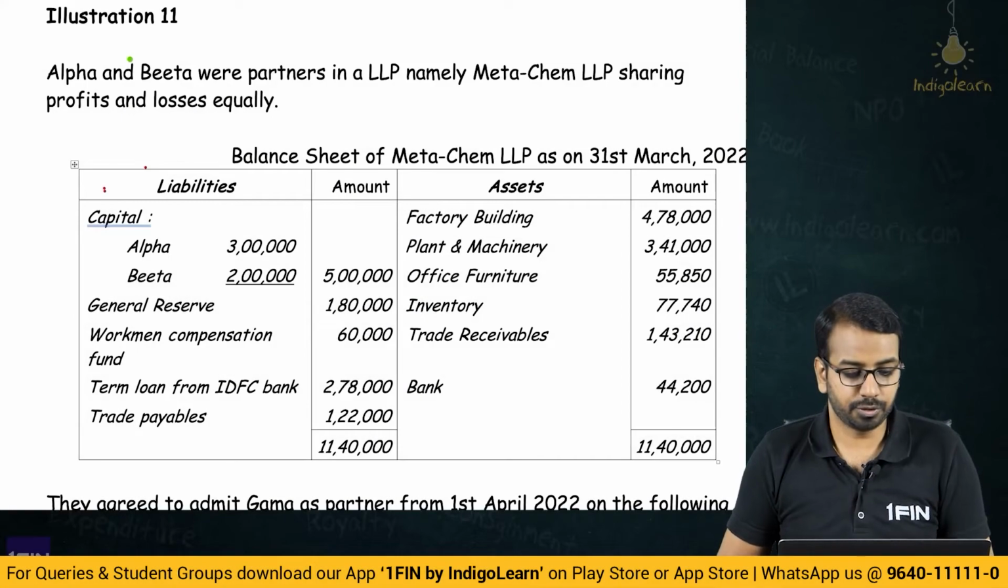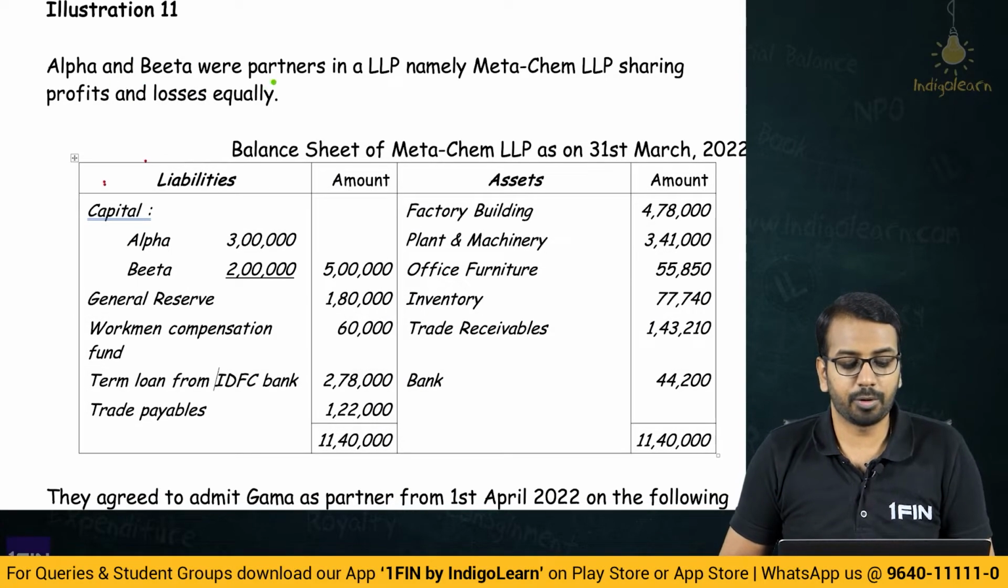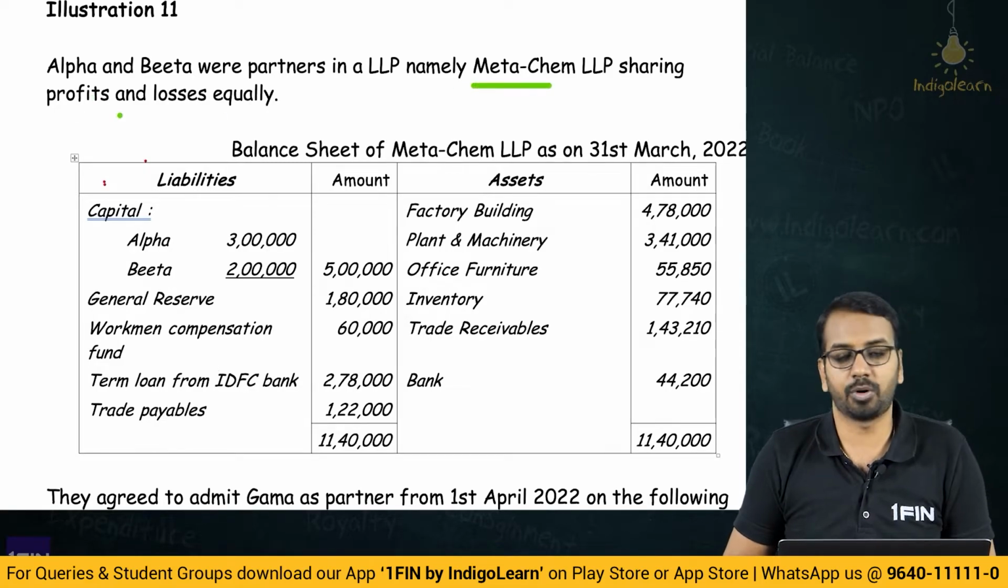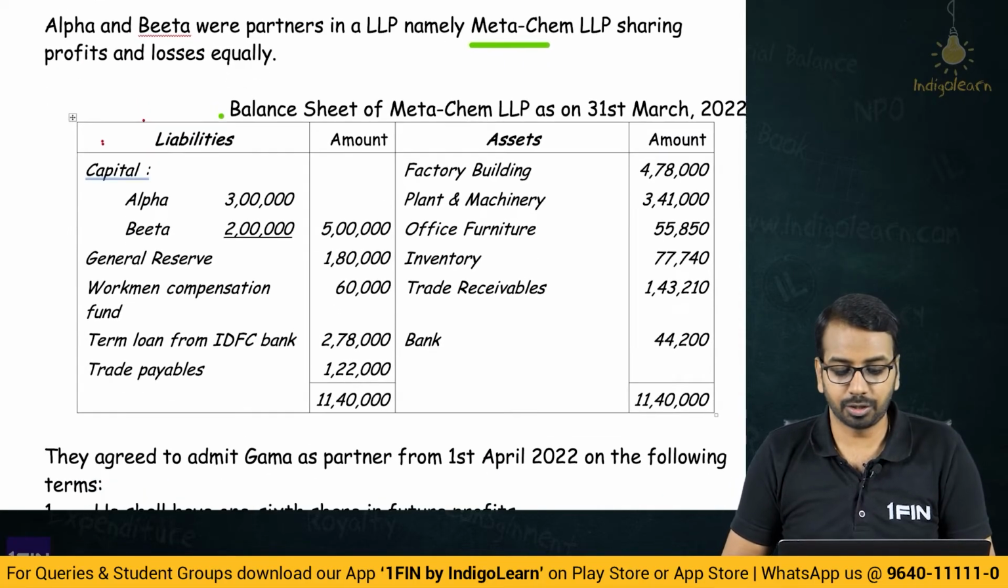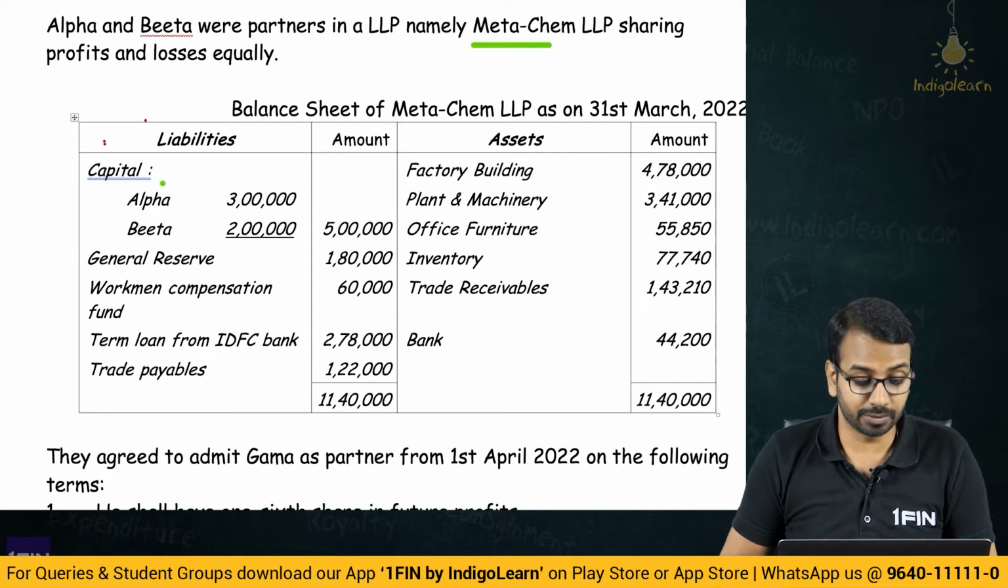Let's have a look at the next question. Alhpa and Beeta were partners in an LLP named Metachem LLP, sharing profits and losses equally. So the existing profit sharing ratio is 1:1. The balance sheet as on 31st March of 22 is given below. Capital Alhpa, Beeta 3 lakhs and 2 lakhs.